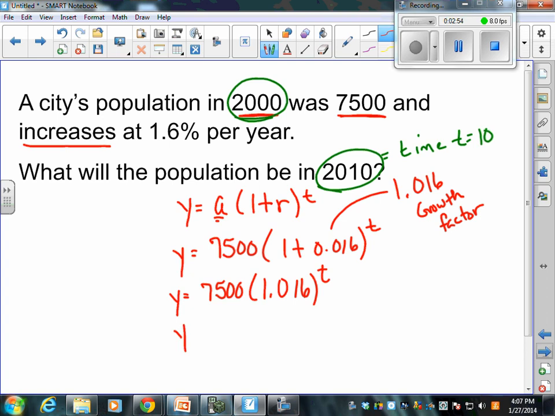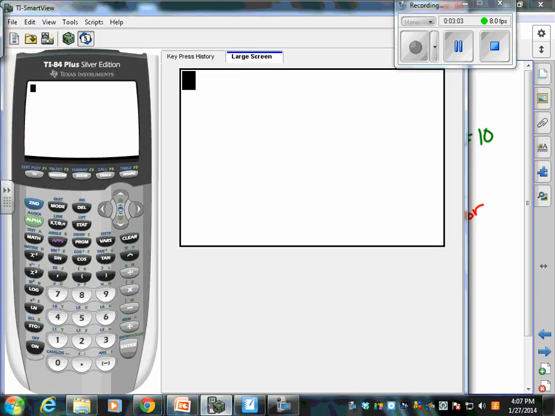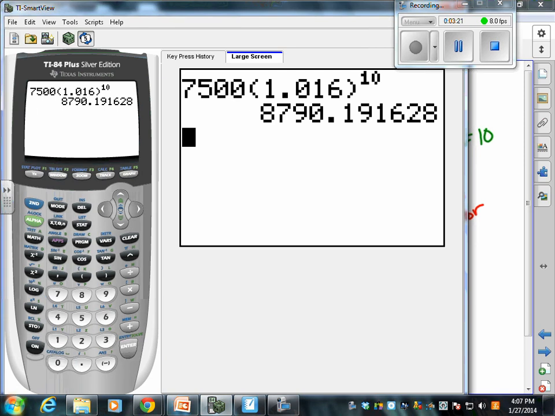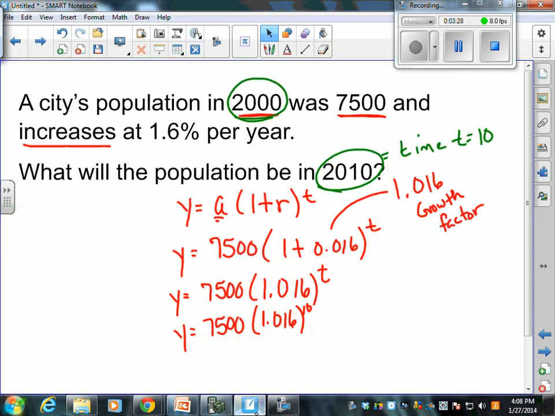So then I'm going to grab a calculator and put that in. So I would take 7,500 times 1.016 to the 10th, and I get 8,790.19. Since these are people, we're going to want to round to the nearest whole number. So our population would be 8,790 in 2010.